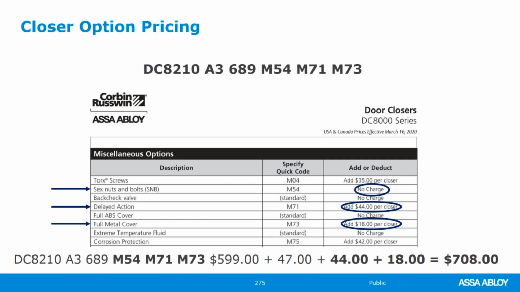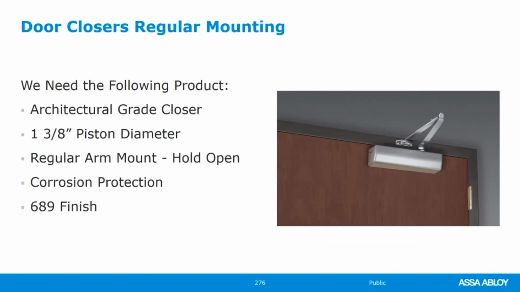Let's take a look at one more closer here. This is a regular arm, architectural grade closer. We want to hold open on it. We want corrosion protection and a 689 finish. Corrosion protection on a pull side mount closer. I'm wondering where this is mounted. It might be an area that's subject to chlorine or something like that that could degrade the finish. So we're going to put our special rust inhibiting primer on it.